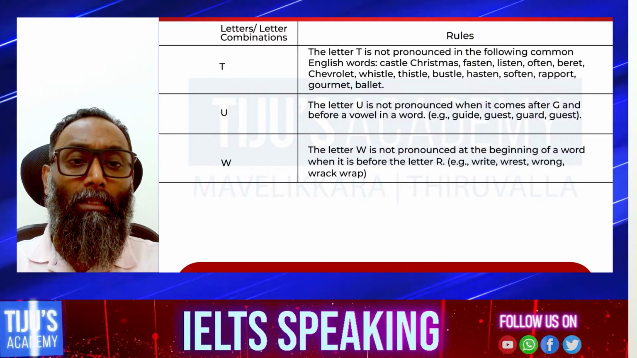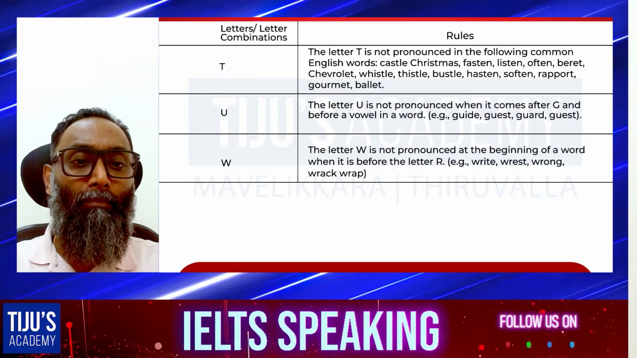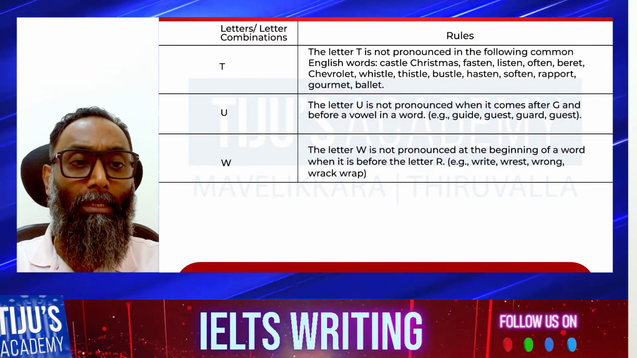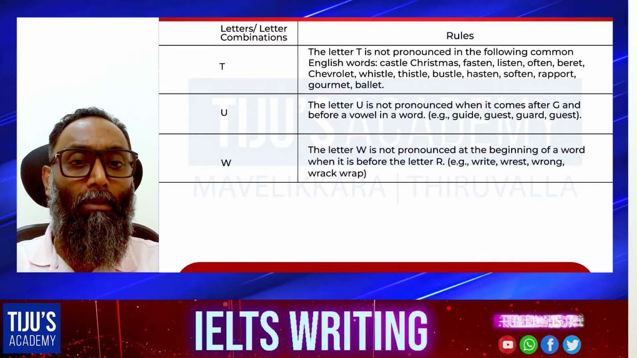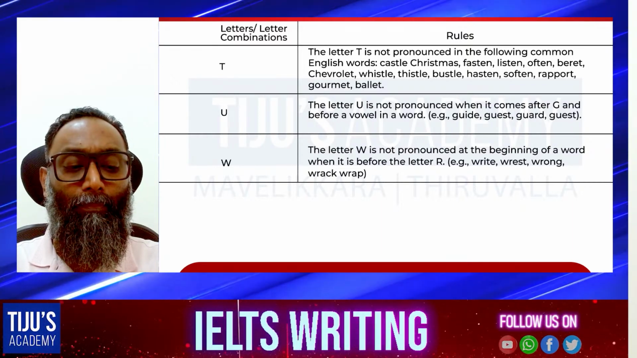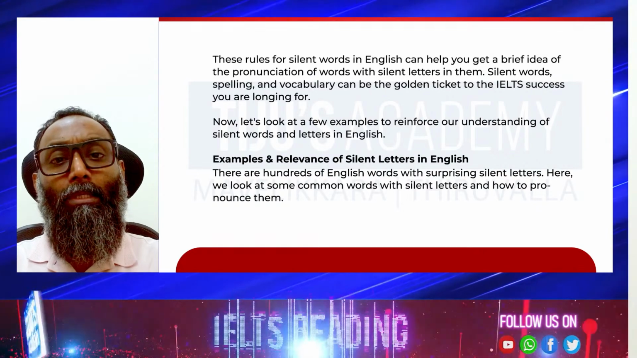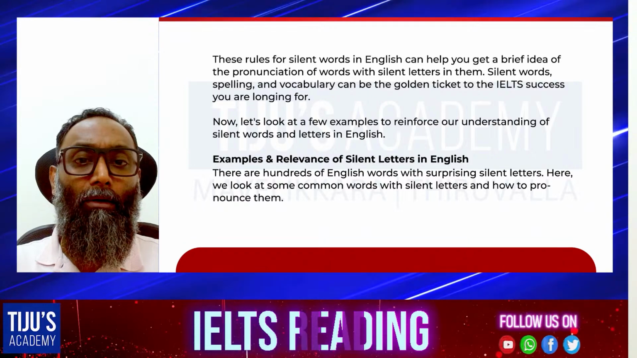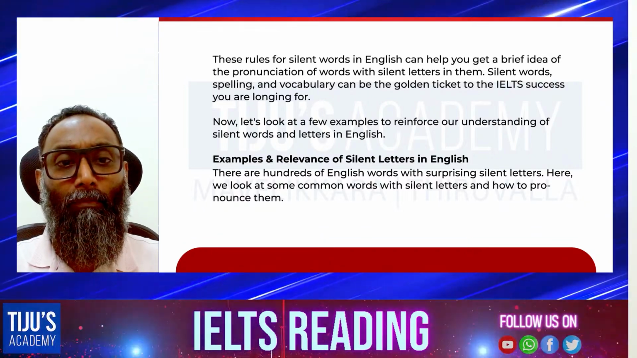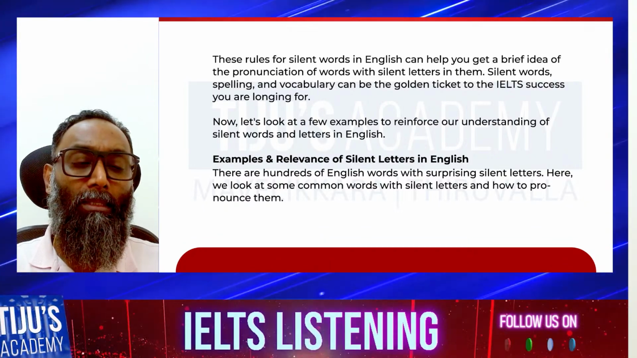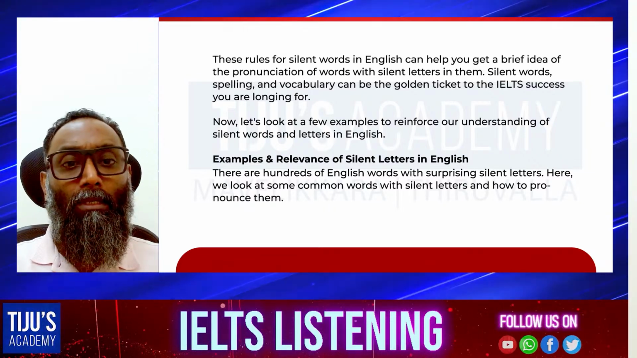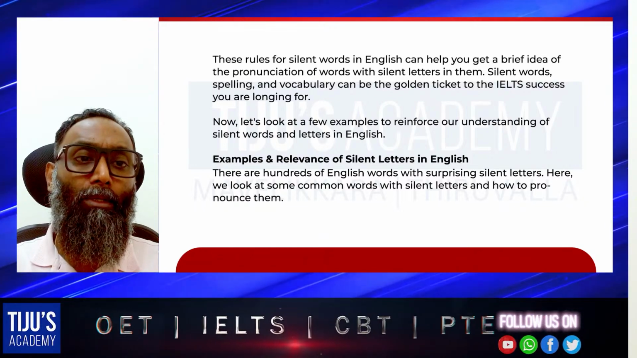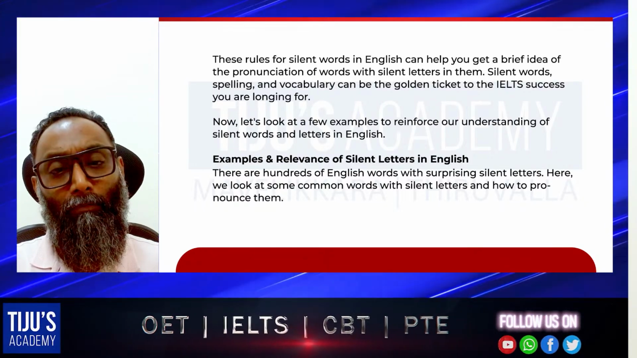Now, the letter W is not pronounced at the beginning of the word when it comes before the letter R. For example, write, wrest, wrong, wrack, wrap. Okay. So these rules for silent letters in English can help you get a brief idea of the pronunciation of words with silent letters in them. So silent letters, spelling and vocabulary can be the golden ticket to IELTS success you're longing for.